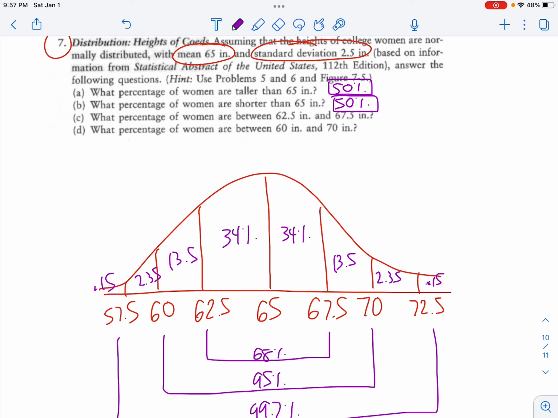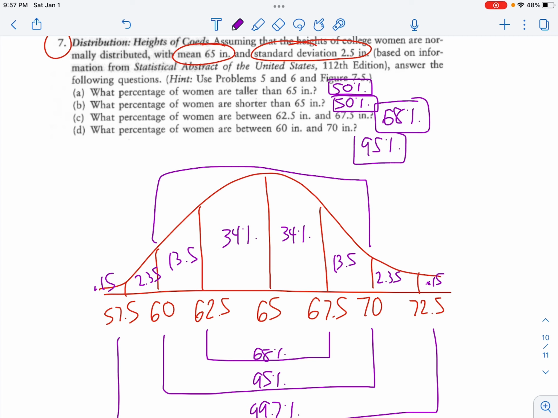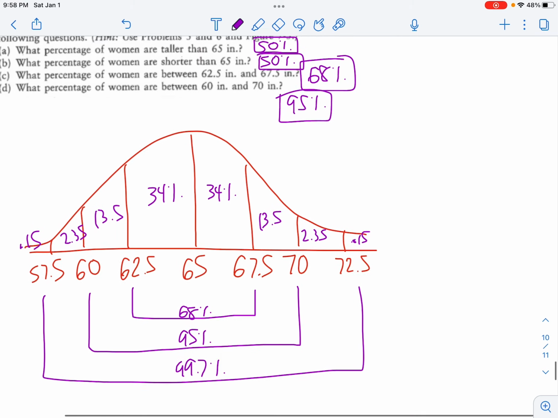Between 62.5 and 67.5 is going to be from here to here, which we know is these two percentages, 34 plus 34, which is 68. And then 60 to 70 is from here to here, which is just 95. So you're going to always use these same percentages to answer these questions. It might ask you more, too.